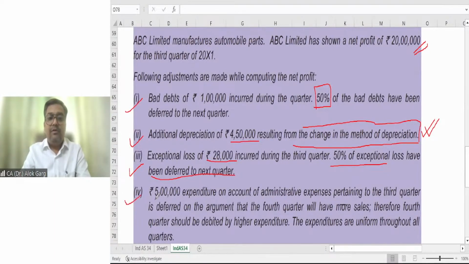Point number 4. 5 lakh rupees of expenditure on account of administrative expenses pertaining to the third quarter is deferred. The company has incurred 5 lakh rupees on administrative expenses.